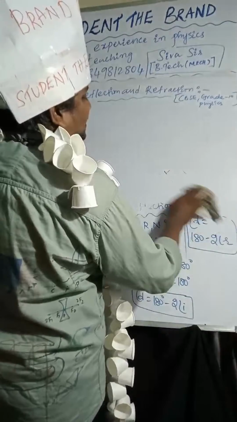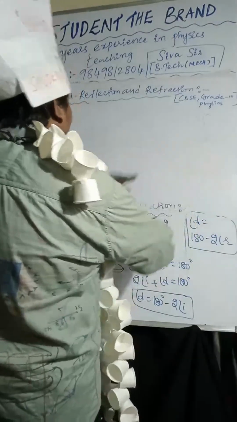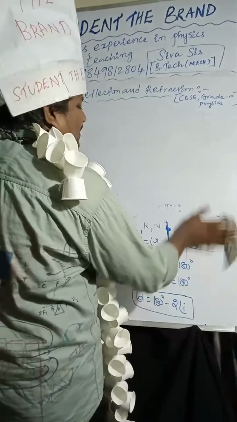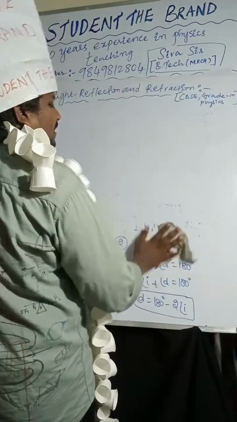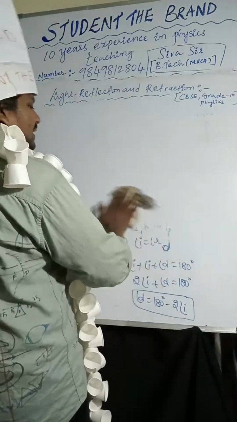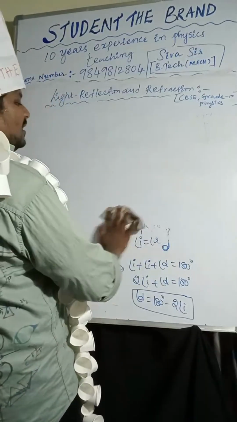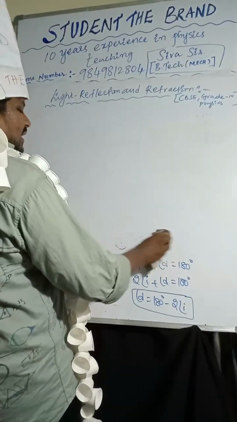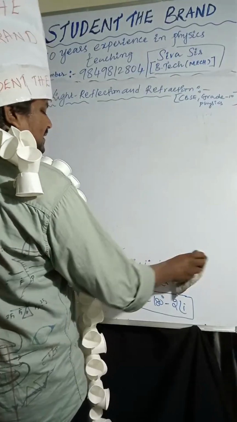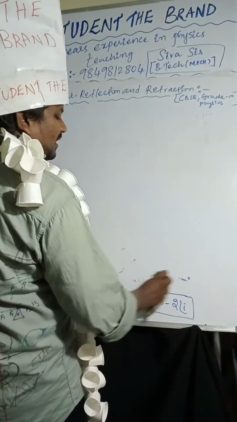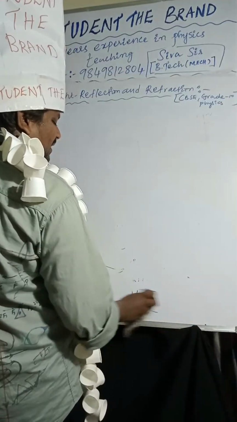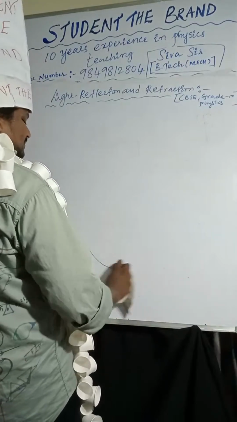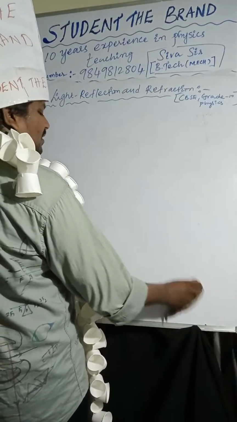Bouncing back of the light from the reflecting surface is called reflection of light. Laws of reflection: incident ray, reflected ray, and normal line lie on the same plane. Angle of incidence is equal to angle of reflection. Are you listening or not?